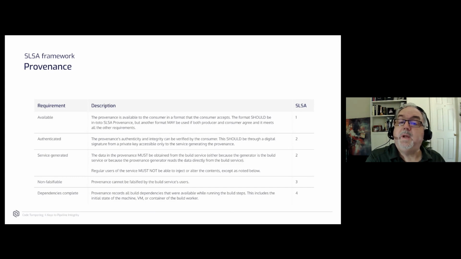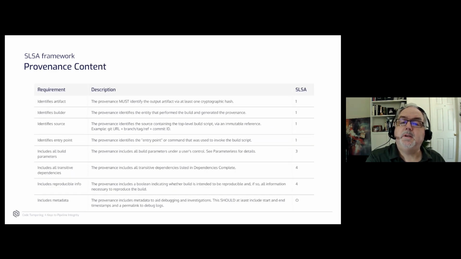There are requirements for creation of the provenance, such as whether it's available, its contents are verifiable, it's generated automatically from the build service, it can't be altered or falsified, and it's complete. And also requirements for the content of the provenance, whether it securely identifies the artifact to which it applies, who triggered the build, what source the build was started from, how the build was launched, along with build parameters, direct and transitive dependencies, whether it's reproducible, and includes metadata such as logs and timestamps.